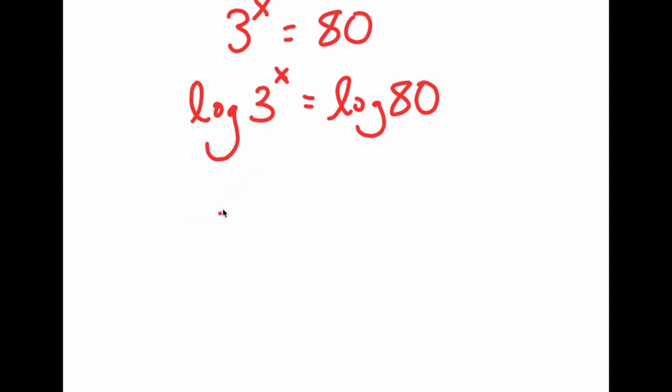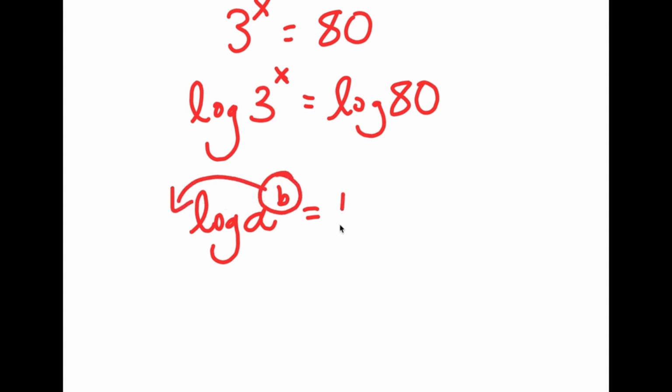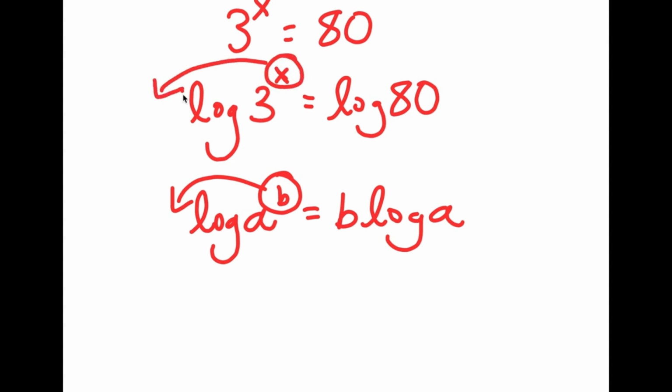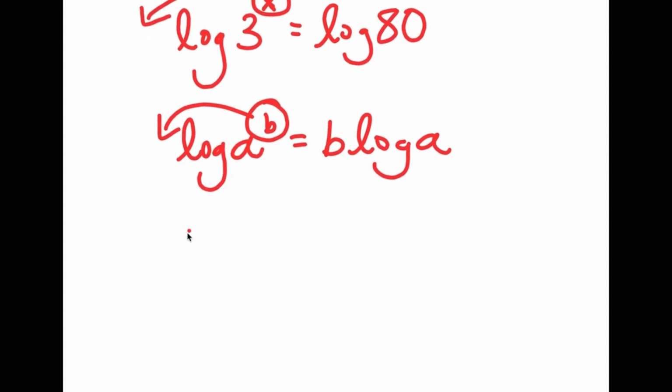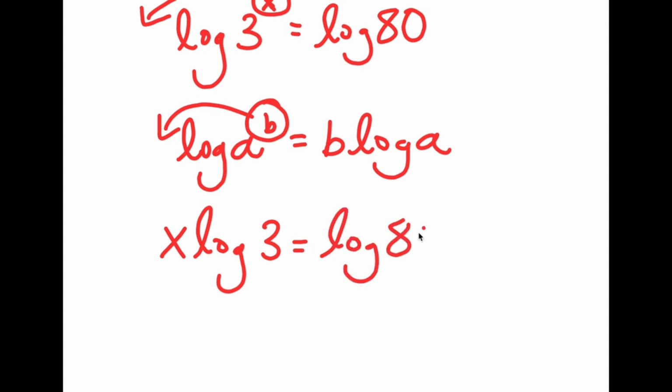there is an important property of logarithms that states that if there's something in the form log a to the power b, I can move this b to the front. So this is going to equal b times log a. So in this case, I have log 3 to the power of x, and I can move x to the front. So now I have x times log 3 is equal to log 80.